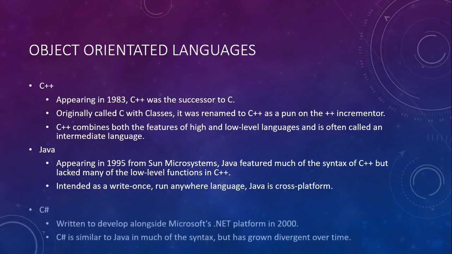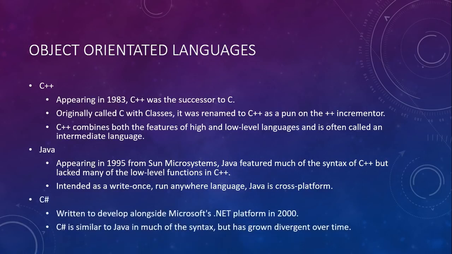Now, the final language we're going to talk about, which is the one that we're going to learn for this class, is C#. This was written to develop along Microsoft's .NET platform in 2000. C# is similar to Java in much of the syntax, but has grown divergent over time. Remember how I said that Java was kind of like C++? Well, C# was kind of like Java. In fact, a lot of the similar structures for how you create objects in C# are very similar to what you see in Java. But as I mentioned, they have diverged over time. So there's been new things that have been added. And there's different ways of doing things in C# that you would have to do in Java, and vice versa.